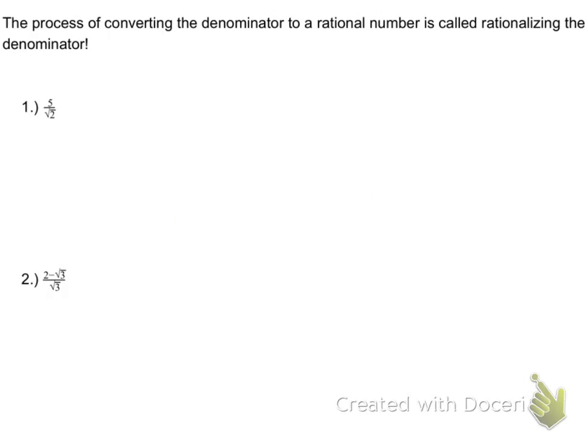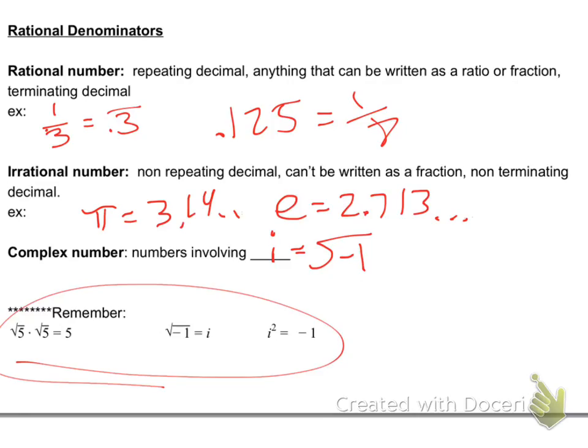So the process of converting the denominator to a rational number is called rationalizing the denominator. So our goal here, with this problem, we've got 5 over the square root of 2. I don't like square roots on the bottom of fractions, in the denominator. And so we go back to this idea that we did over here, and I was able to say, hey, square root of 5 times square root of 5 is 5.